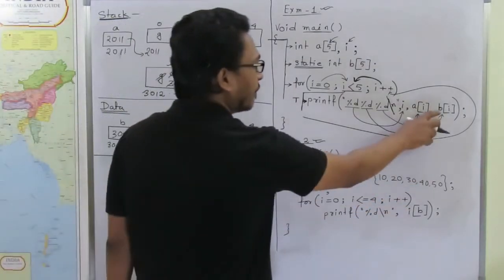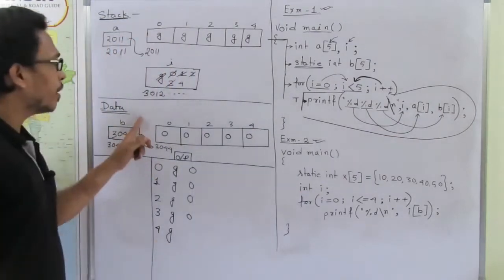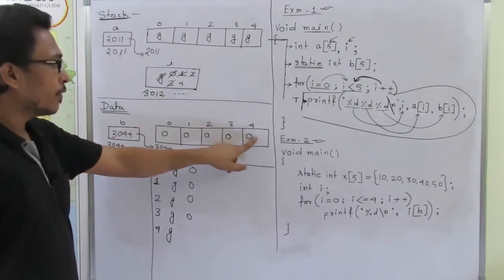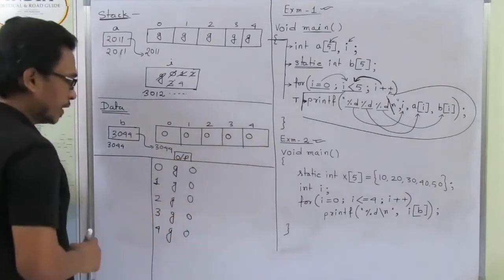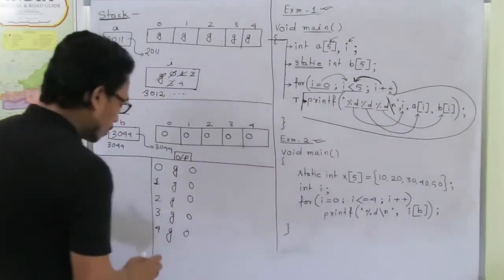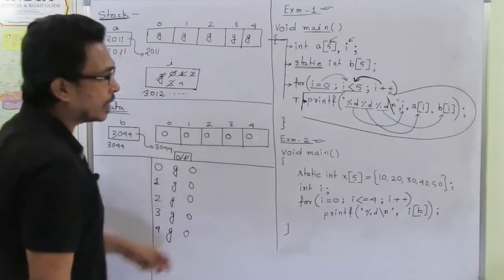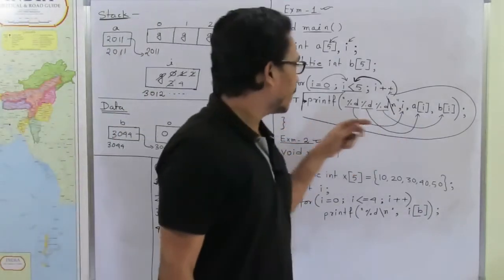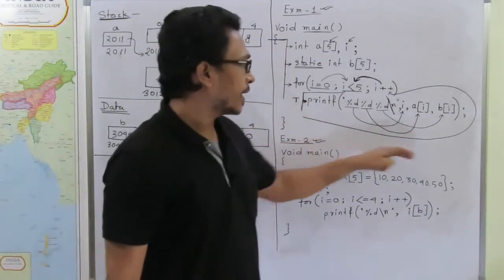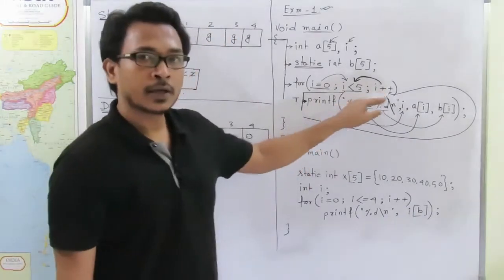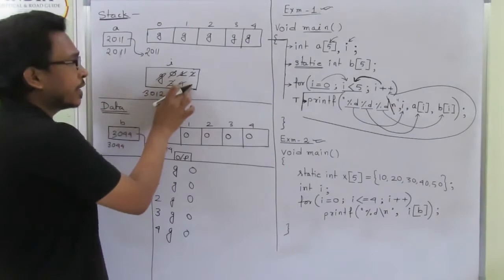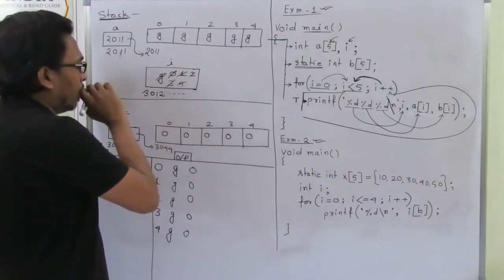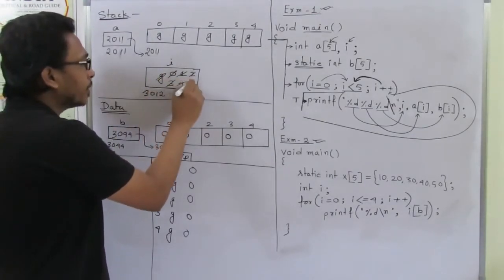The next identifier is b of i, so b of 4. So what is there in b of 4? b of 4 again 0. So it will print again 0. Now \n, that means control comes to the next line, and after execution of this printf instruction, again control goes to the increment statement. Now what will be the value of i after this particular increment? The value of i becomes 5.